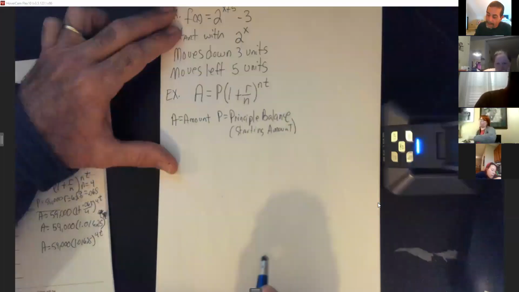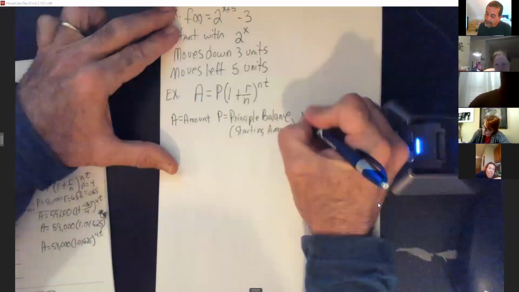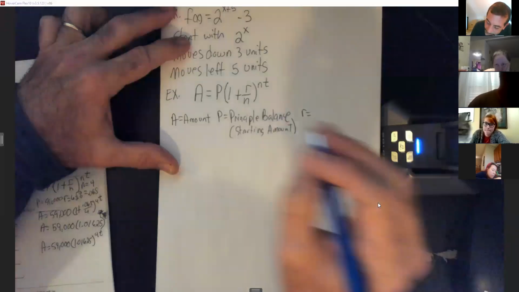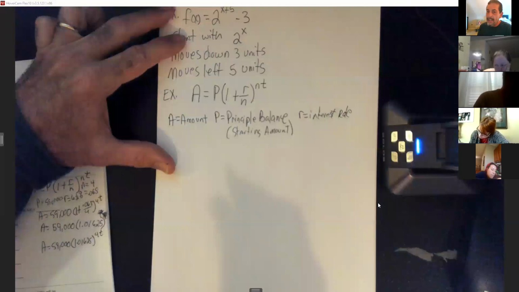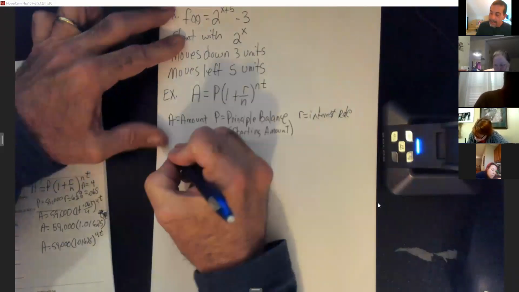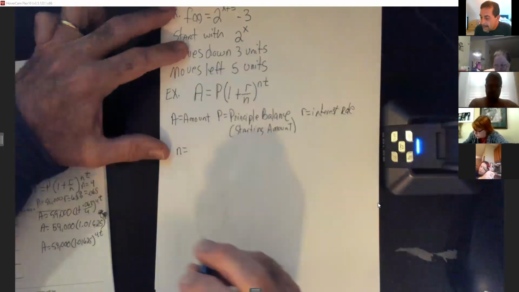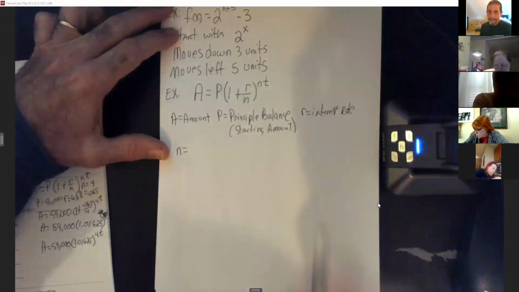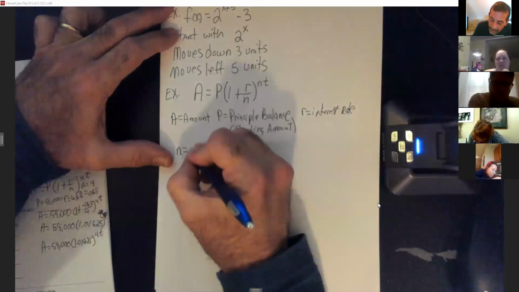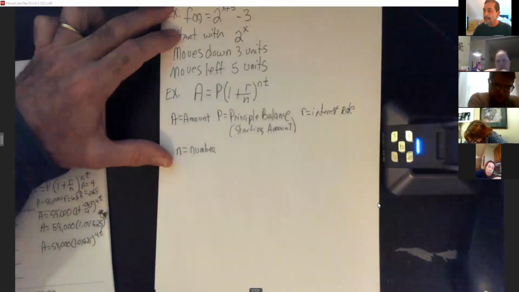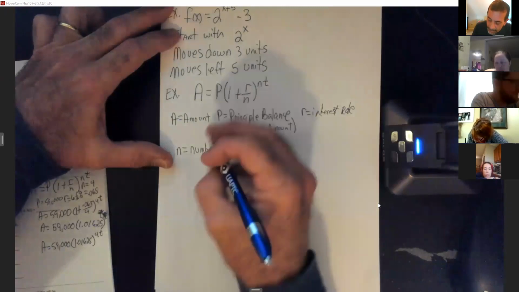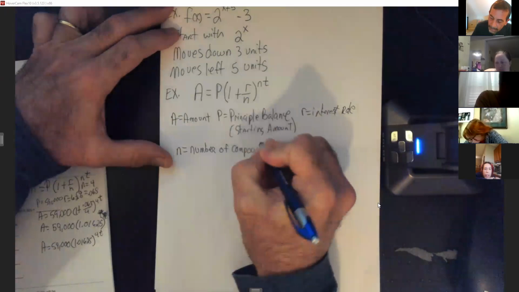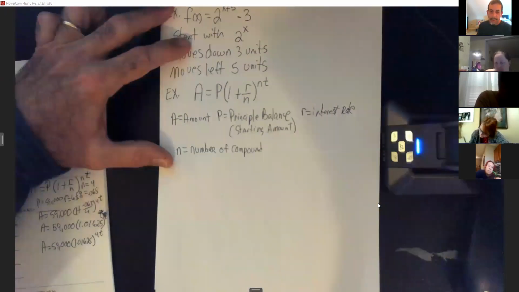So how about R? R is your interest rate. Now remember, when I use it in the formula, my interest rate has to be in decimal form. If it was 3%, it would be 0.03. You can't multiply by a percent, remember, you have to turn it into a decimal. If it was a 3.5% interest rate, then it would be 0.035. You're just moving that decimal left 2 units and being done.